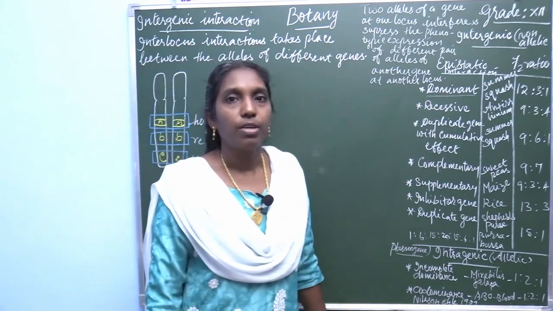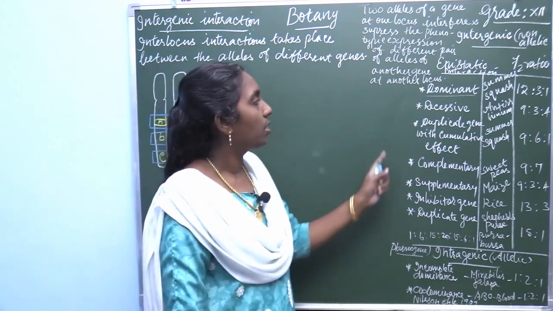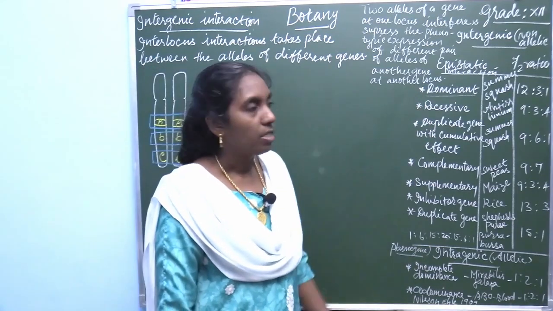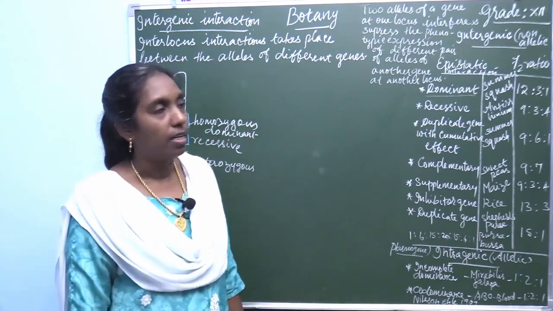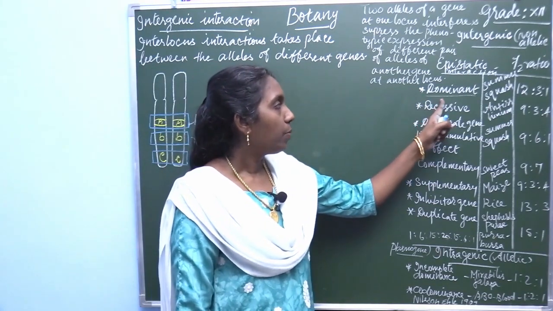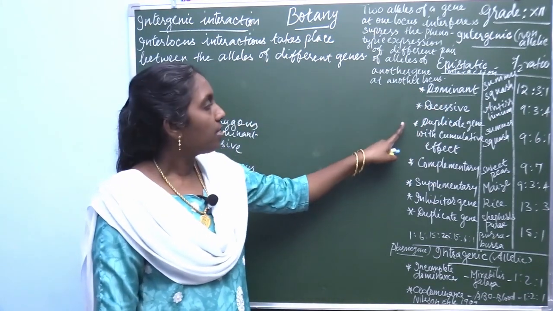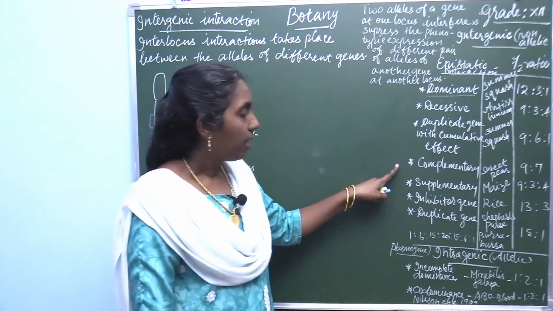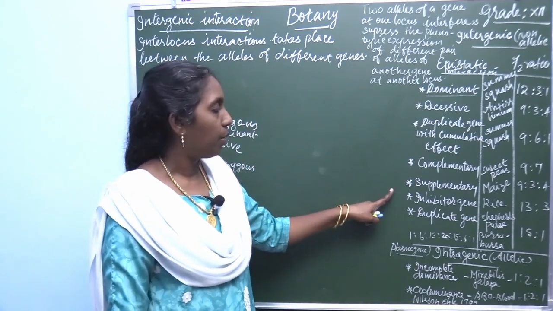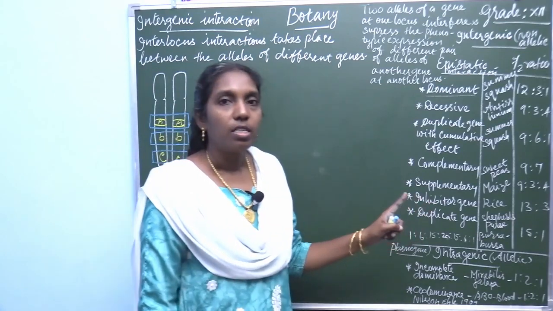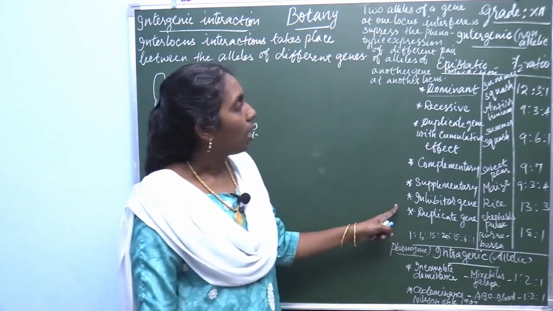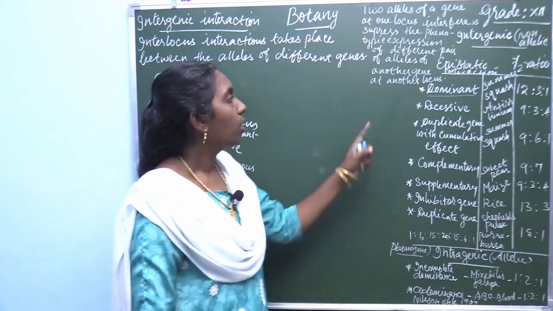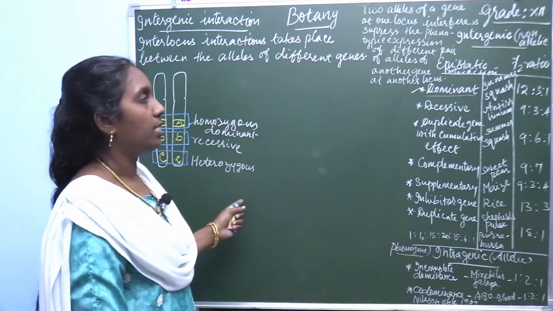There are different types of intergenic interactions. There are a number of examples. It is epistatic interactions. There are different types of epistatic interactions: dominant epistasis, recessive epistasis, duplicate gene with cumulative effect of epistasis, complementary epistasis, supplementary epistasis, inhibitor gene epistasis, and duplicate gene epistasis. But you are going to learn only one example, that is dominant epistasis.